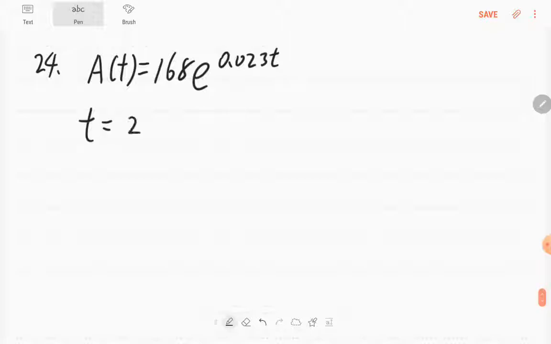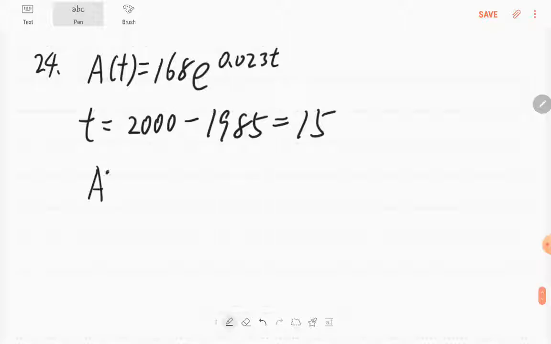This is the population model. T is the number of years since 1985. So we want to estimate the population in the year 2000. So T is 2000 minus 1985, which is 15 years. Then you plug 15 into this model to get your population.